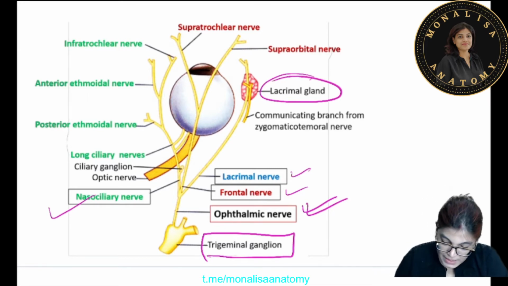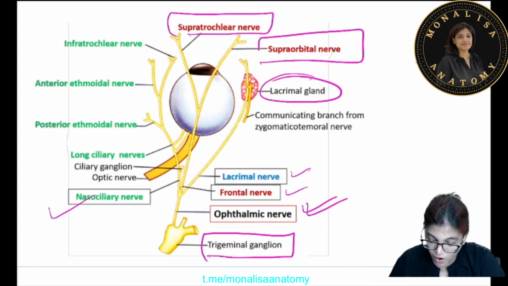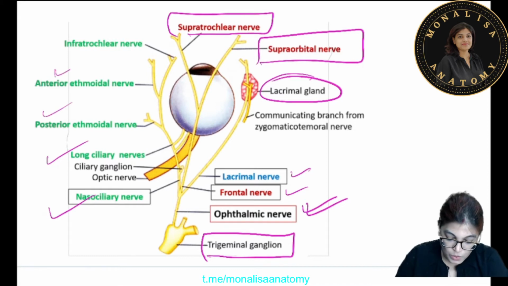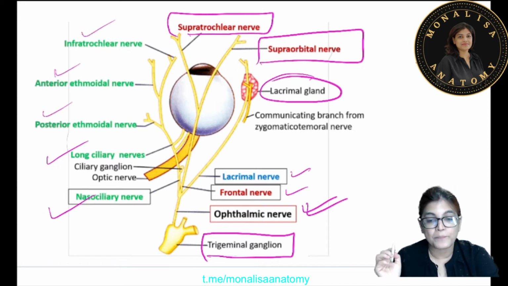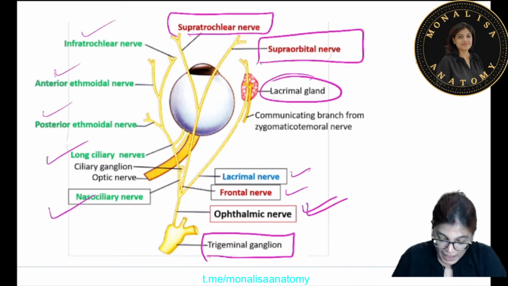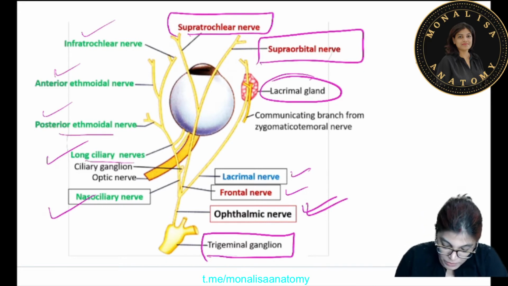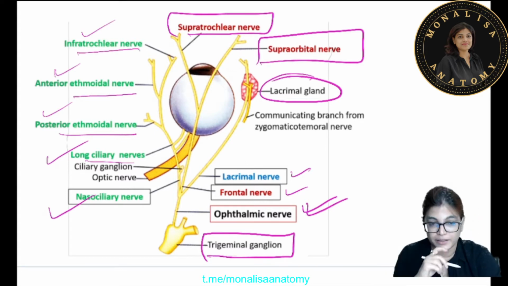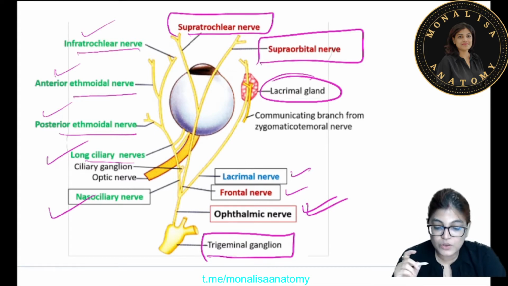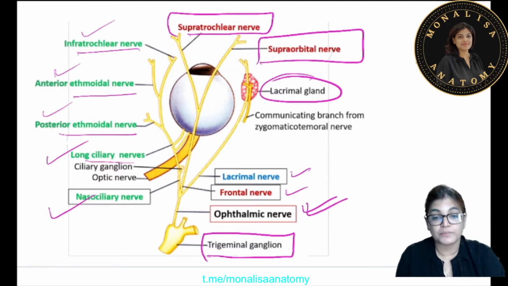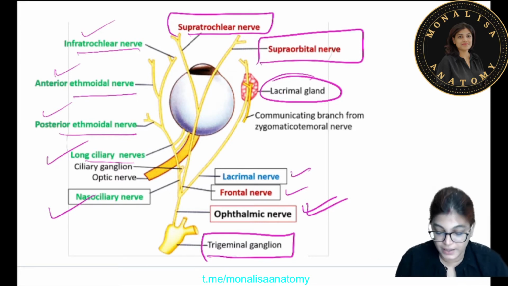The frontal, as you can see, will divide into the supratrochlear and supraorbital nerve, and all the green color branches shown in the diagram are the branches from the nasociliary branch of the ophthalmic nerve, that is long ciliary nerve, posterior ethmoidal nerves, anterior ethmoidal nerves and infratrochlear. The option which was given was external nasal, that is actually the terminal branch of the anterior ethmoidal nerve.